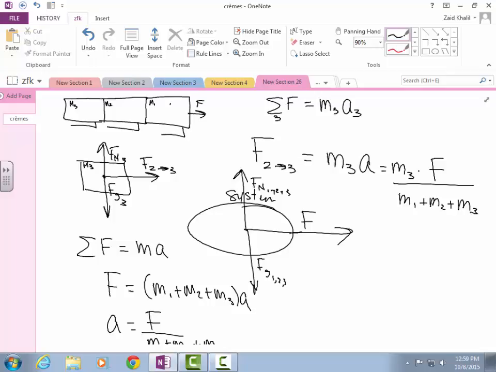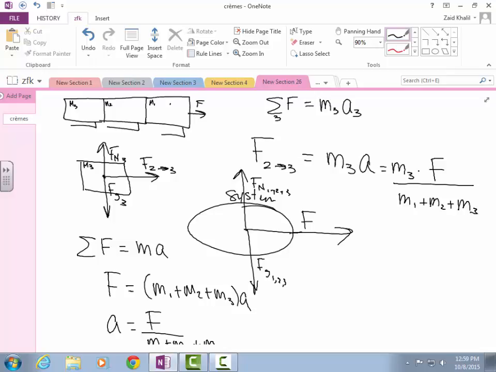So F1 on 2 is equal to negative F2 on 1. But that negative just means it's opposite direction. So another way to just write this is to say that they're equal, right? And where do you take into account the direction? On the diagram. And that's exactly what I'm doing here.